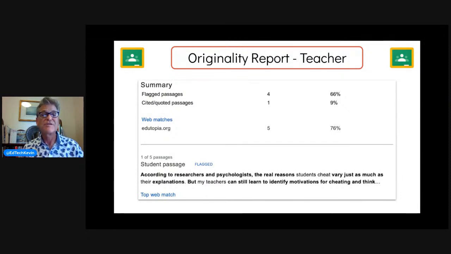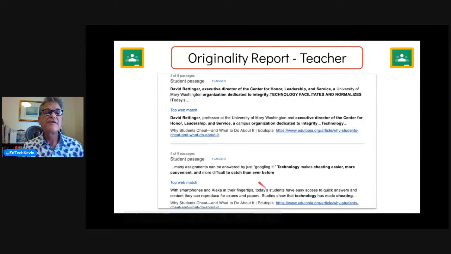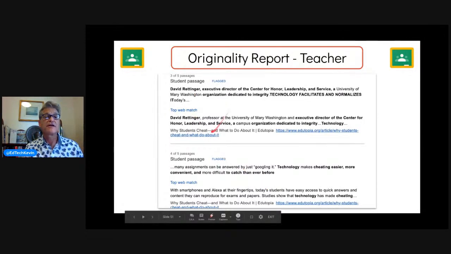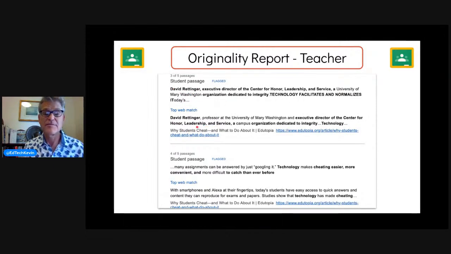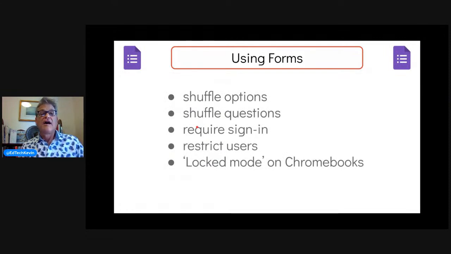It's in a slightly more readable format, but it shows you the number of flagged passages, where those web matches came from, and then it also shares the comparison. So the same thing you get in the digital version comes in that PDF or printed version as well for the teacher. All right, that's enough on Originality reports and Classroom.